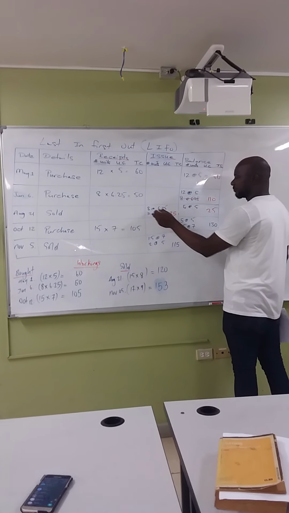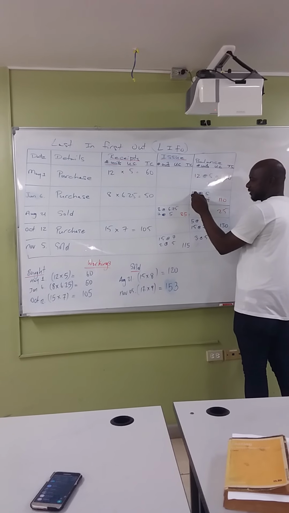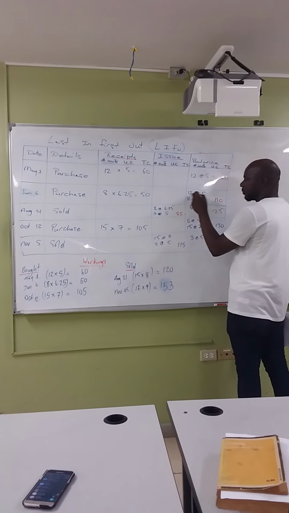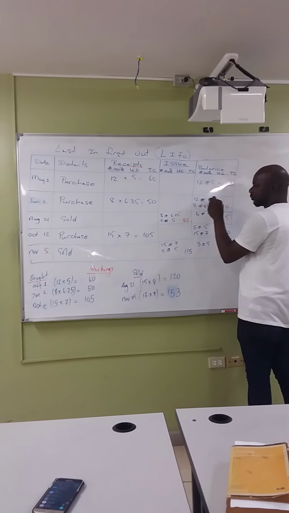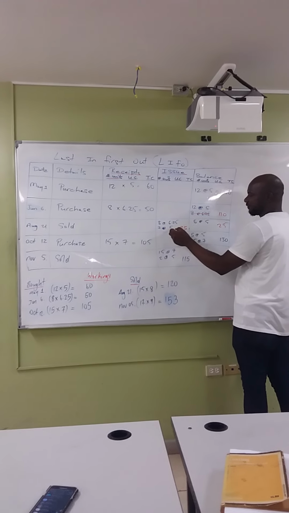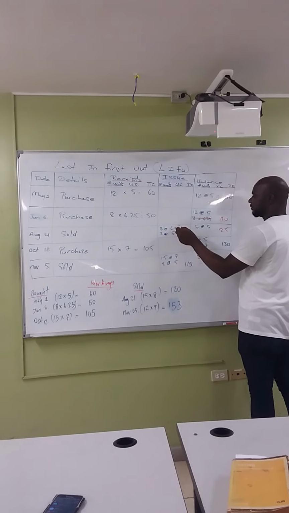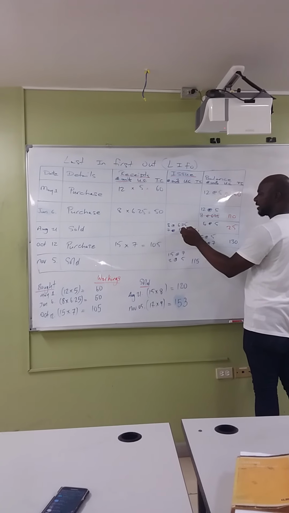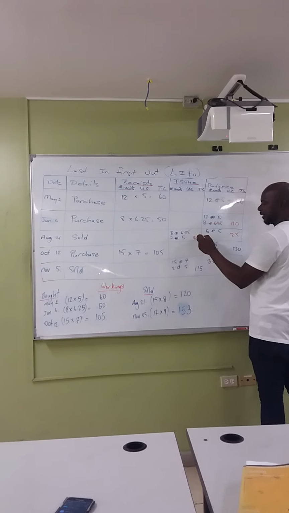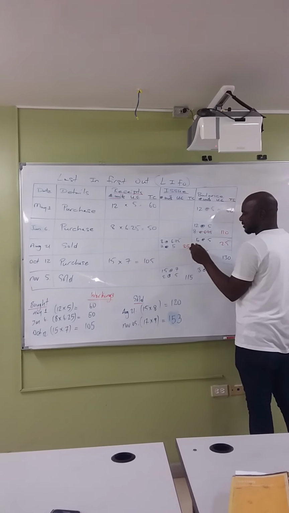You need another 7. Where are you going to get that 7 from? Right here. You need to take 7 from this 12. So you're going to issue 7 at 5. Now 8 at 6.25 would have given you 50, and 7 at 5 give you 35. When you add them together, you get a total of 85. So the value of your issue would have been 85.